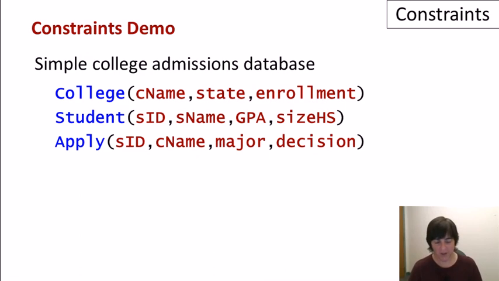For a demonstration of constraints, we'll be returning to the same simple college admissions database that we used for our SQL demos. We have 3 tables, one with a few colleges, one with a number of students, and finally a table that has information about students applying to colleges.